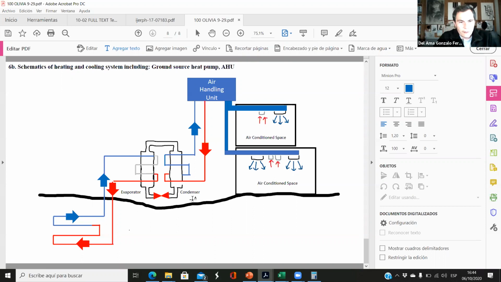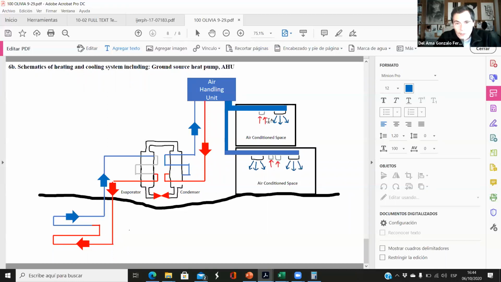But we need this. We have the evaporator, the condenser, the expansion valve. It's not showing the compressor there, but well, we are not studying heat pumps. This is not our job. We are using this as a black box, and we connect these two pipes there and these two pipes there. And then we connect the ground source heat pump to the air handling unit. And then from the air handling unit, we have air supply and return.